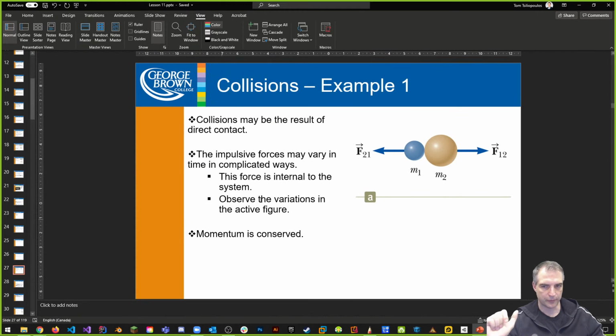Here's a collision example, okay? Maybe the result of direct contact, right? So the impulse forces may vary in time in complicated ways, okay? This force is internal to the system, and observe the variations in the active figure. Momentum, again, is conserved.